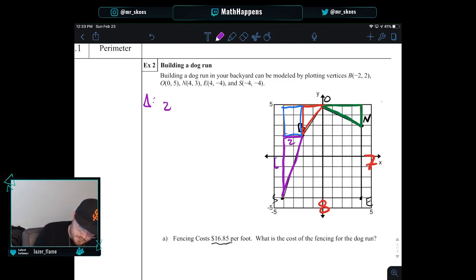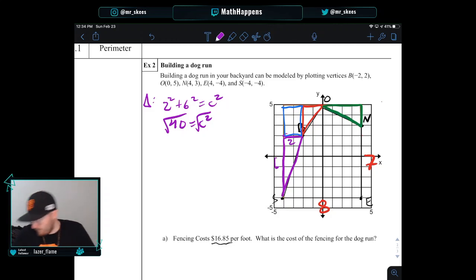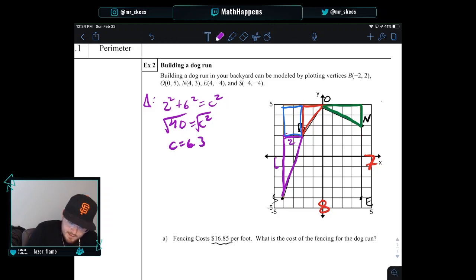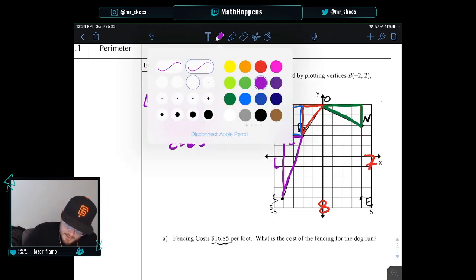So 2 squared plus 6 squared equals c squared. 36 plus 4 is 40. And the square root of 40 is... What is the square root of 40? 6.3. So that's 6.3 long right there.